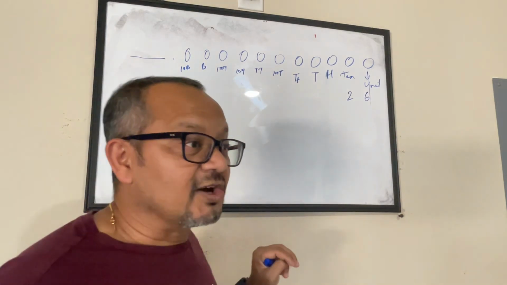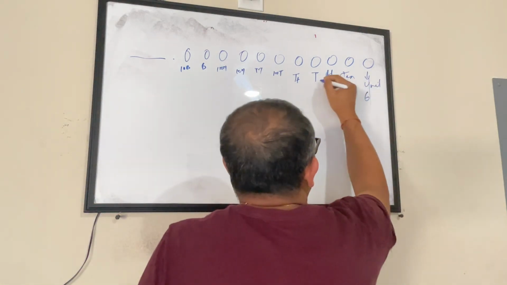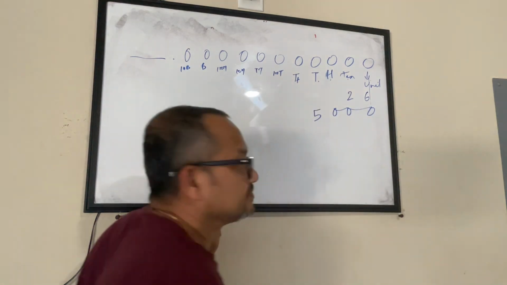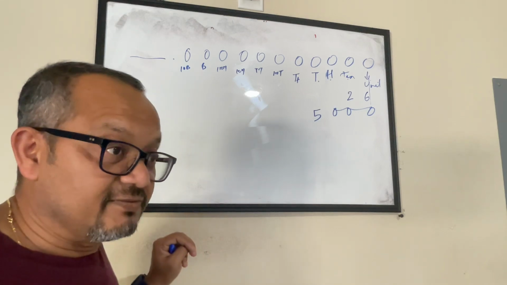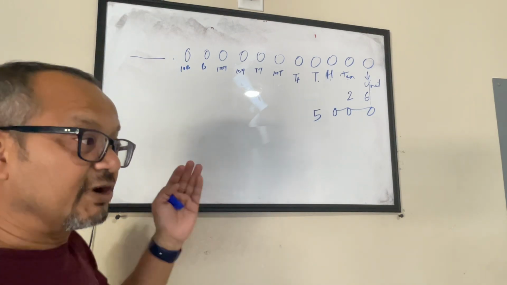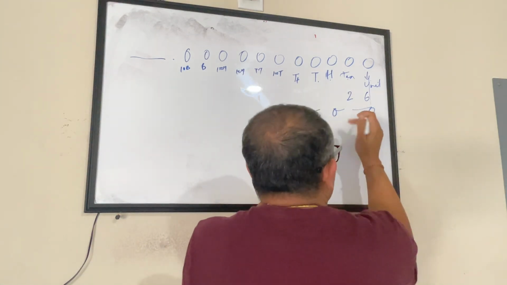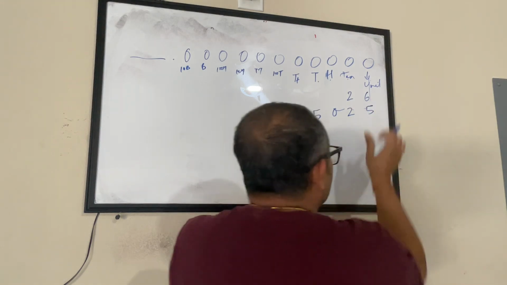Somebody says 5,000. So what is the 1,000 place? 1, 2, 3, 4. In the 1,000 place you will write 5. Somebody says write 5,025. That is 5,000, and in the tens place you write 2, which becomes 20, and put a 5 here, it becomes 5,025.